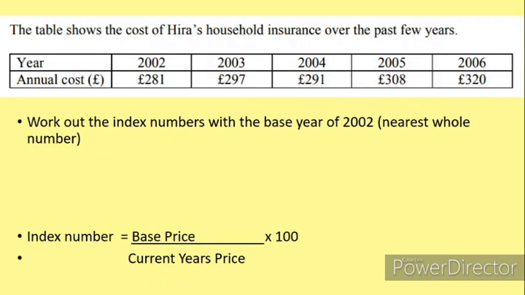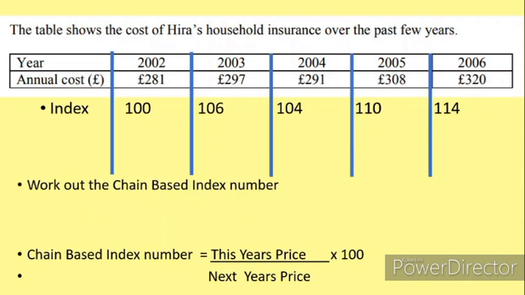Right, basic stuff. So let's work out the index number for each year. Let's use 2002 as a base year, and let's round them to the nearest whole number. Go do it. Pause the video. I'll do the answers in a minute. These are the ones I got.